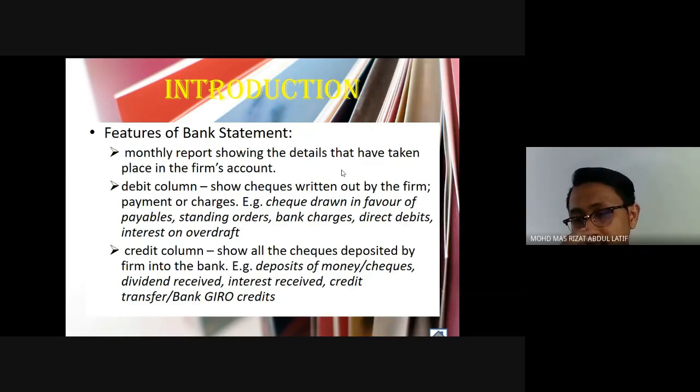So bila you ada buat check nak bayar kepada you punya pembekal, supplier or payable, so amount tersebut akan appear dalam debit column in your bank statement. Whereby for receipt, which will appear in credit column, the examples are such as deposit of cash or checks, dividends received, interest on current account, and bank gyro credit or credit transfers. So these are all the items that normally appear in the credit column of your bank statement. Okay, ini semua adalah duit masuk. Debit column tadi adalah duit keluar, payment.